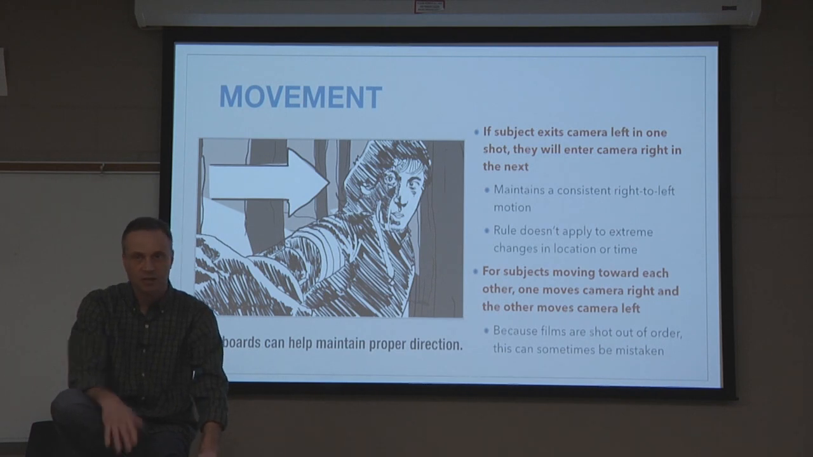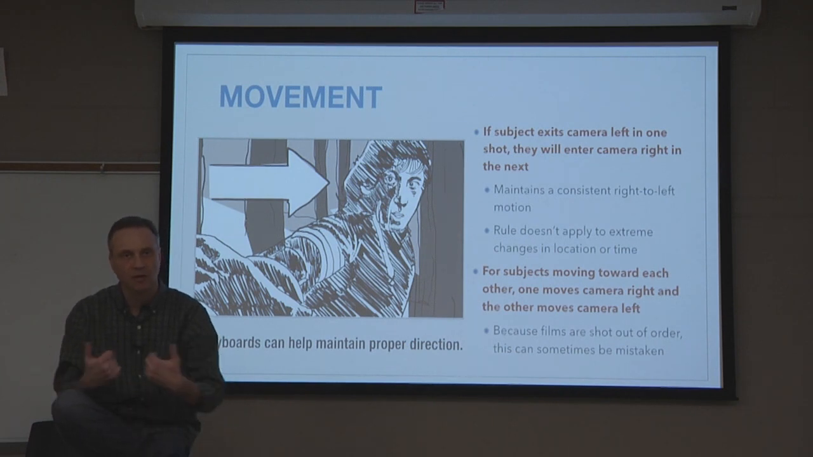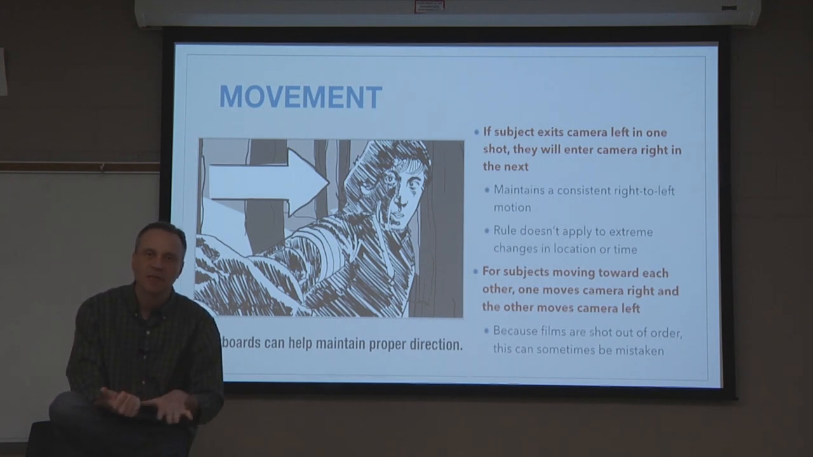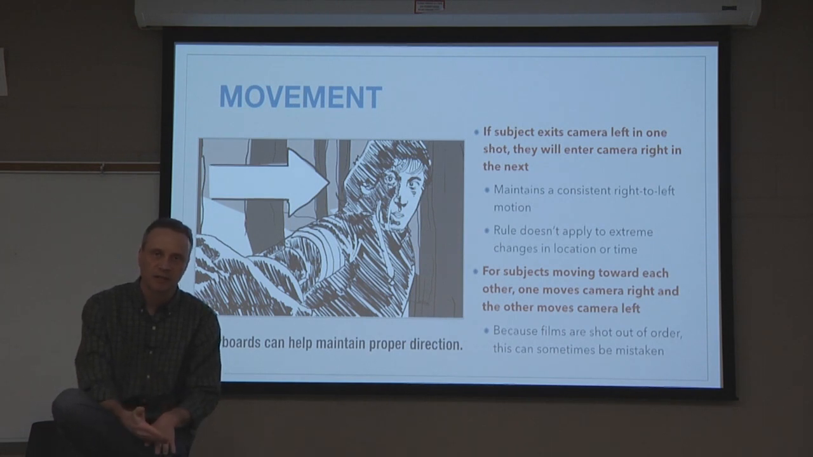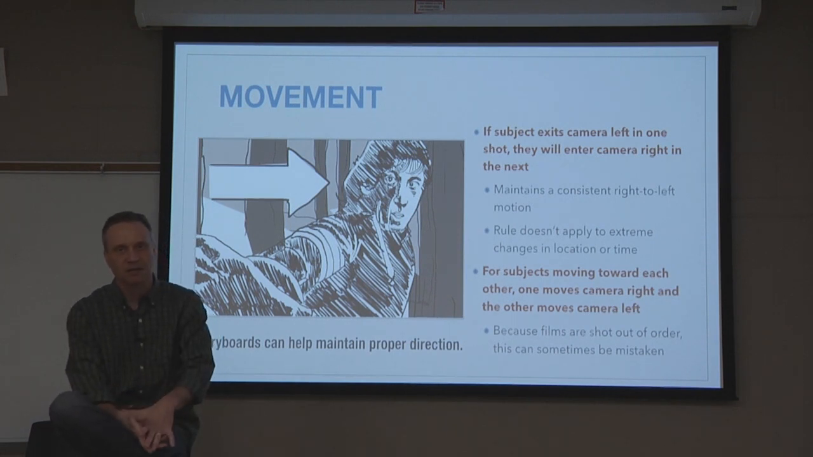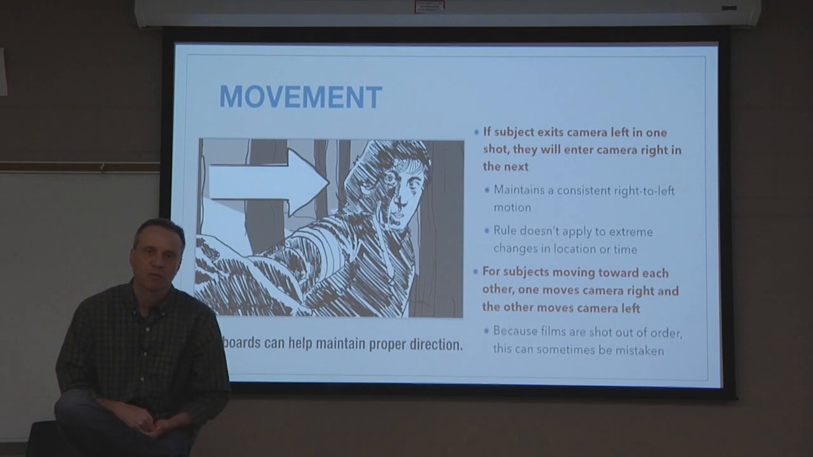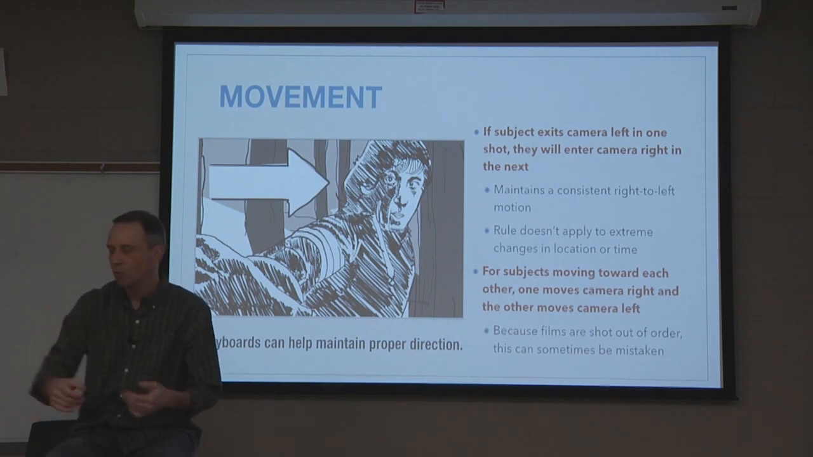But you've got to make sure that when you shoot it, one of the characters is going camera right, the other one's going camera left, in order to make it look like they're going to confront each other. Again, that sounds very simplistic, but in the heat of the moment, when you're shooting, these things can get complicated, and you can forget all these things, and then when you try to cut it together, it looks wrong. So just keep this stuff in mind as you're trying to maintain that movement, either away from each other or toward each other.